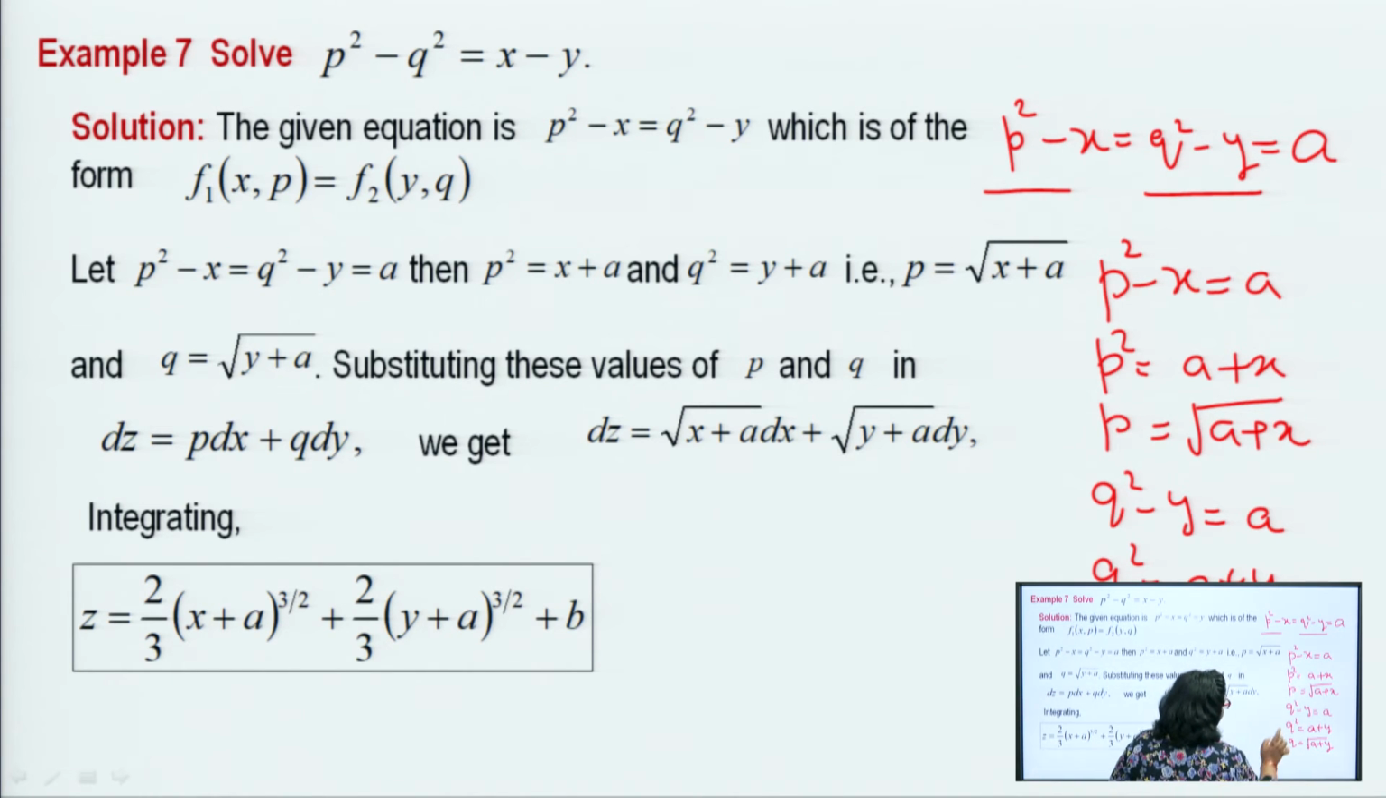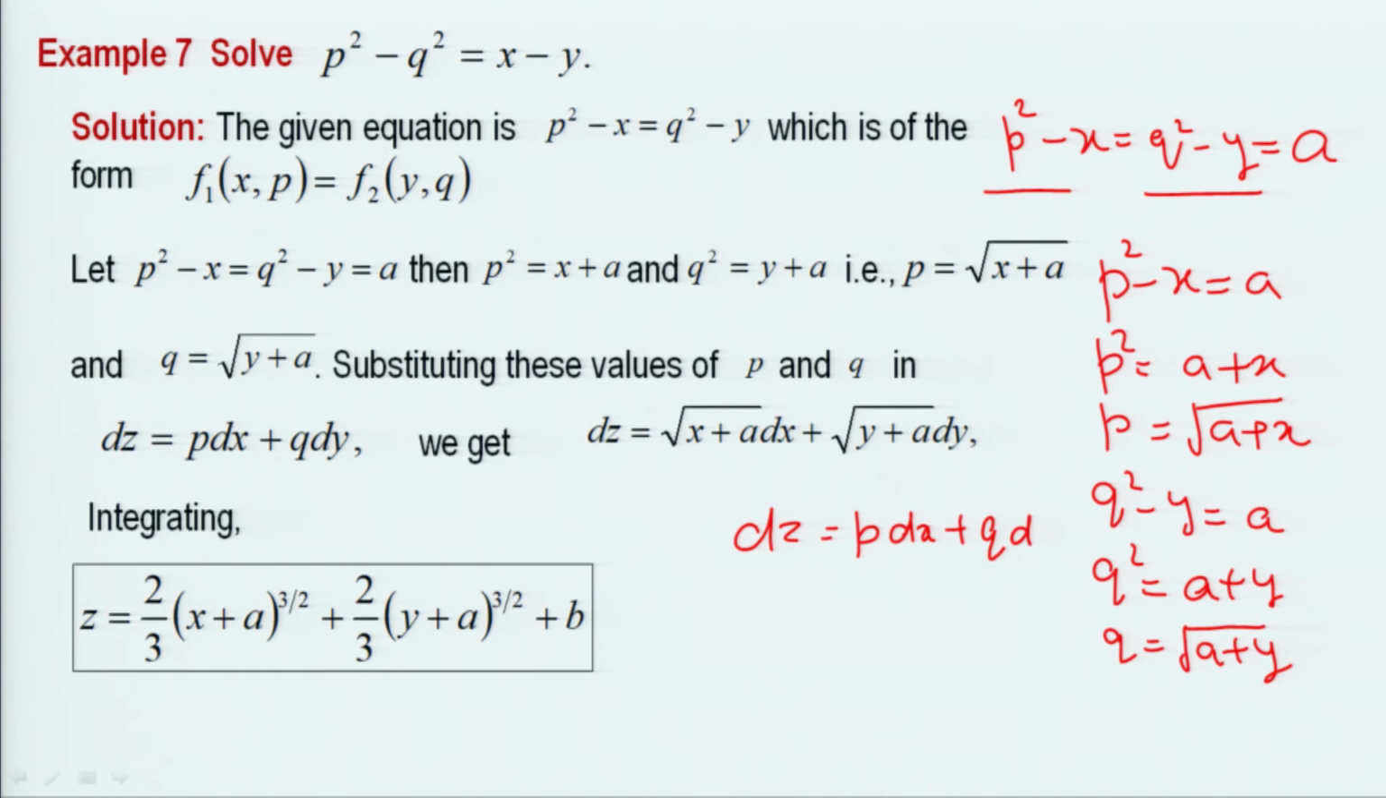After knowing the values of p and q in terms of A, x and y, we put them in dz is equal to p dx plus q dy, that means dz is equal to root of (A plus x) dx plus root of (A plus y) dy. Integrating this equation, we know that the integral of x to the power n is x to the power n plus 1 upon n plus 1. Solving this, we get z is equal to 2 by 3 (x plus a) to the power 3 by 2 plus 2 by 3 (y plus a) to the power 3 by 2 plus b. We can easily see here just two arbitrary constants, a and b.